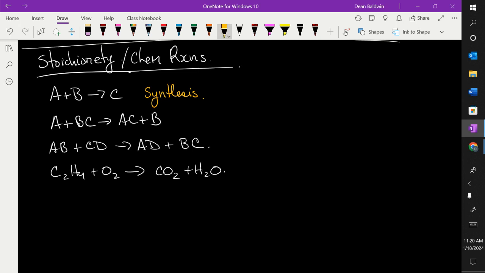An element plus a compound. So A plus BC goes to AC plus B. What type of reaction is that? That is a single replacement. AB plus CD goes to AD plus BC is a double replacement.